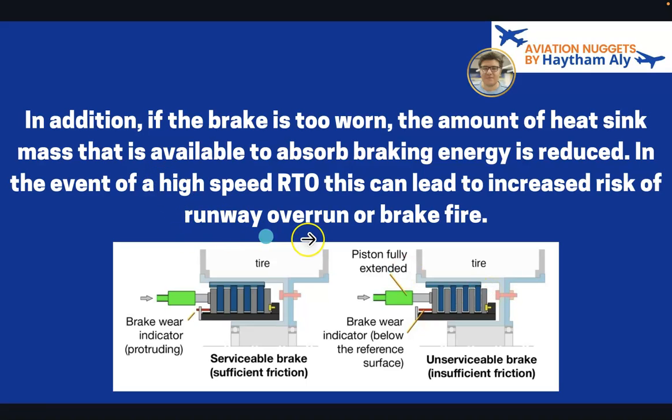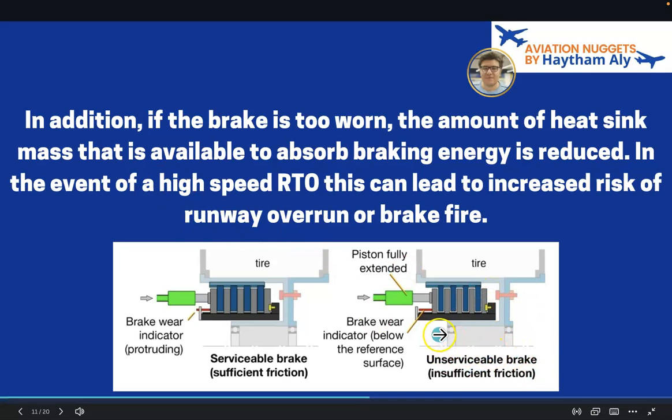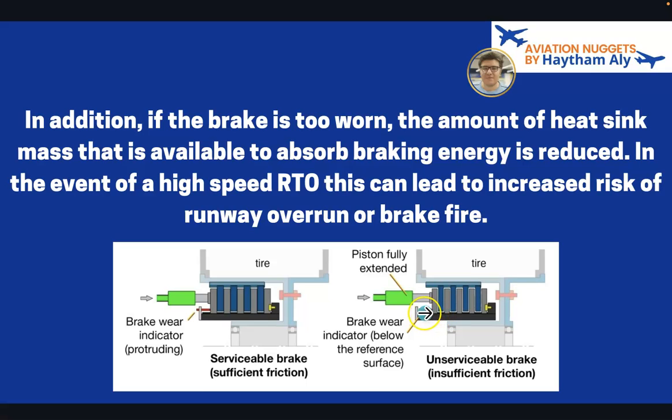So now in the unserviceable brake, the brake wear indicator is flush and is below the reference surface. In addition, if the brake is too worn, the amount of heat sink mass that is available to absorb braking energy is reduced. This is unserviceable because its mass is less. Not enough mass, not enough strength to absorb the heat energy. So in the event of a high speed rejected takeoff, this can lead to an increased risk of runway overrun or brake fire.